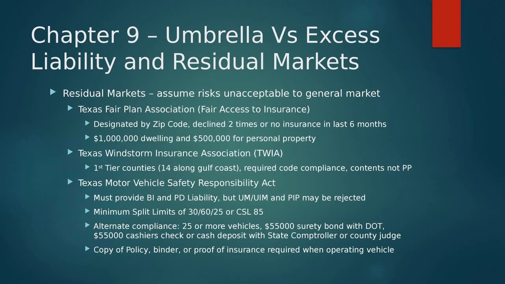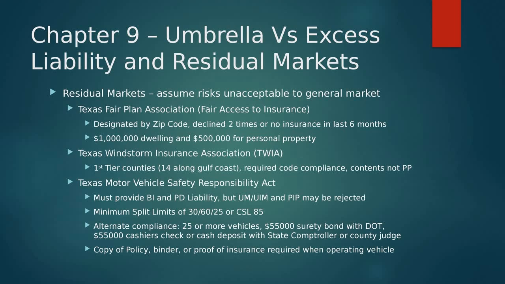One other note here is that in order to qualify for the TWIA insurance, you have to be in compliance with the applicable building code, and most all of those building codes now are requiring construction standards to Category 5 hurricane standards in those first-tier counties.